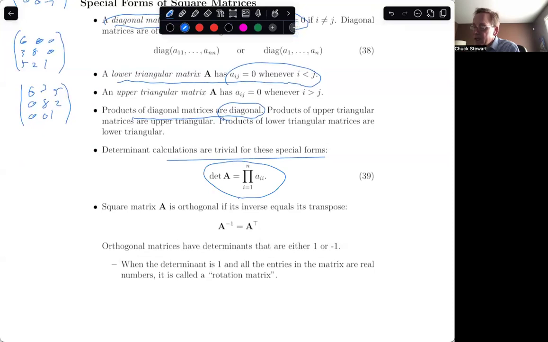So a square matrix is called orthogonal if its inverse equals its transpose. And that's a definition, I'm sorry, not a proof. It's very easy to show that orthogonal matrices have determinants that are either 1 or -1. And this is similar to what we just showed, except we also make use of the property that the determinant doesn't change when you transpose the matrix.